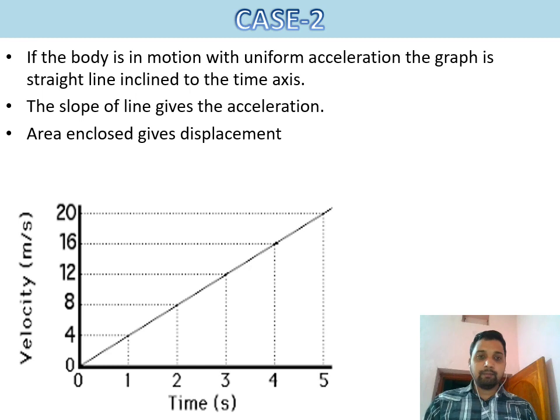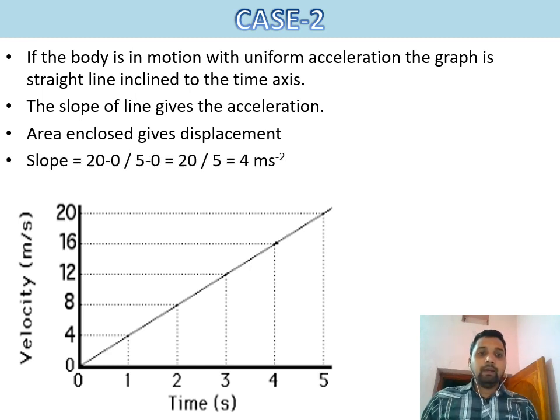So we can find here the slope as 20 minus 0, which is y2 minus y1, the extreme limit in y minus the minimum limit in y, by the extreme limit in x minus the minimum level of x, or starting point of x. So 20 minus 0 by 5 minus 0, 20 by 5, which gives 4 meter per second square, which is the acceleration.